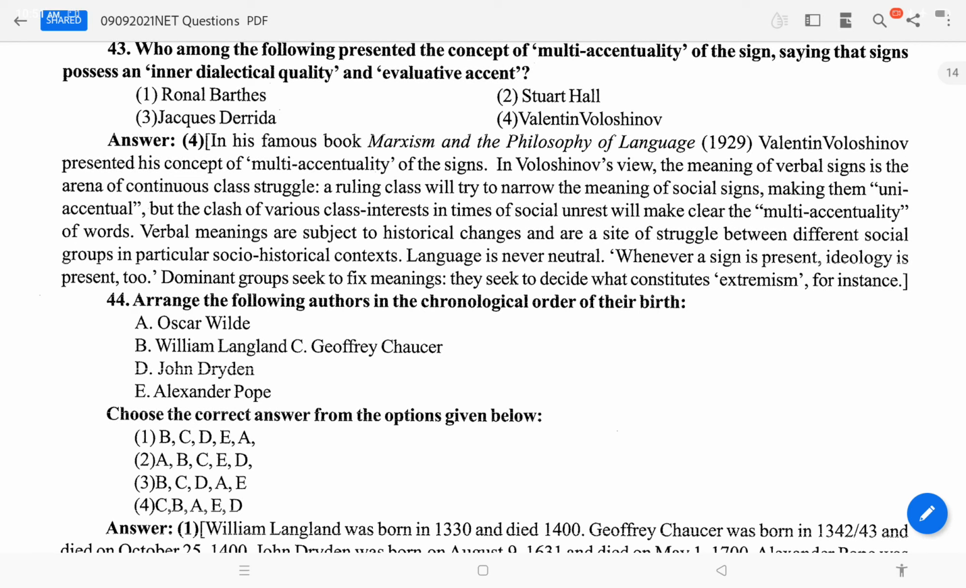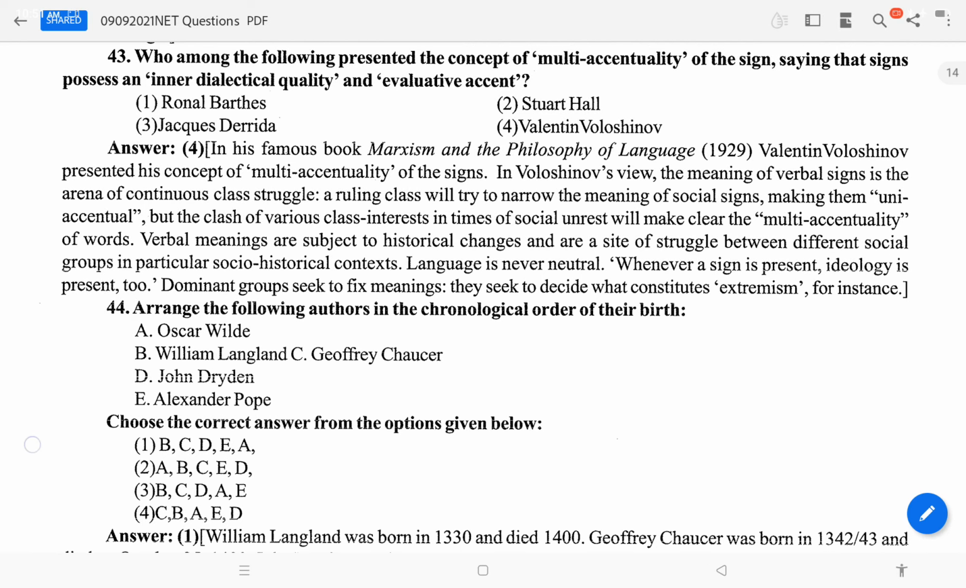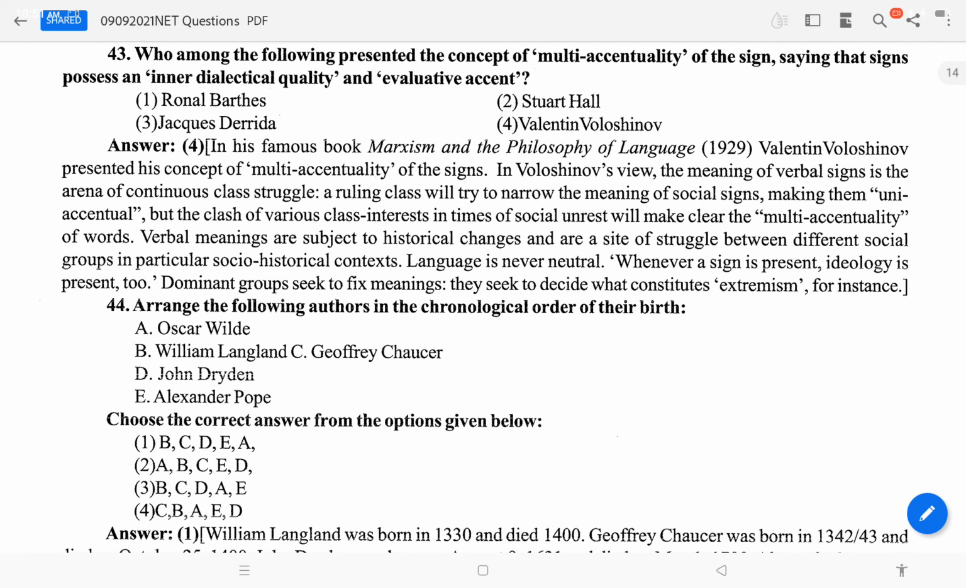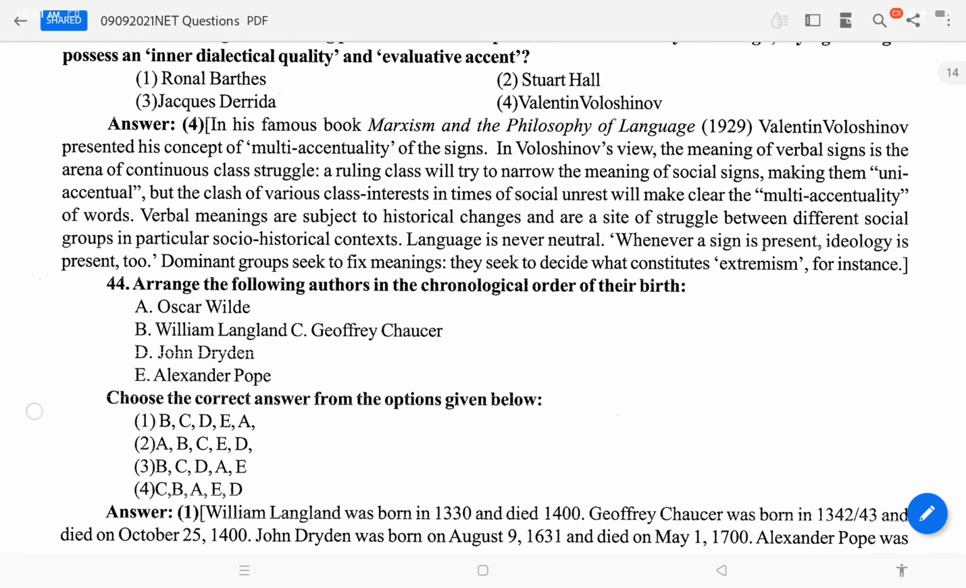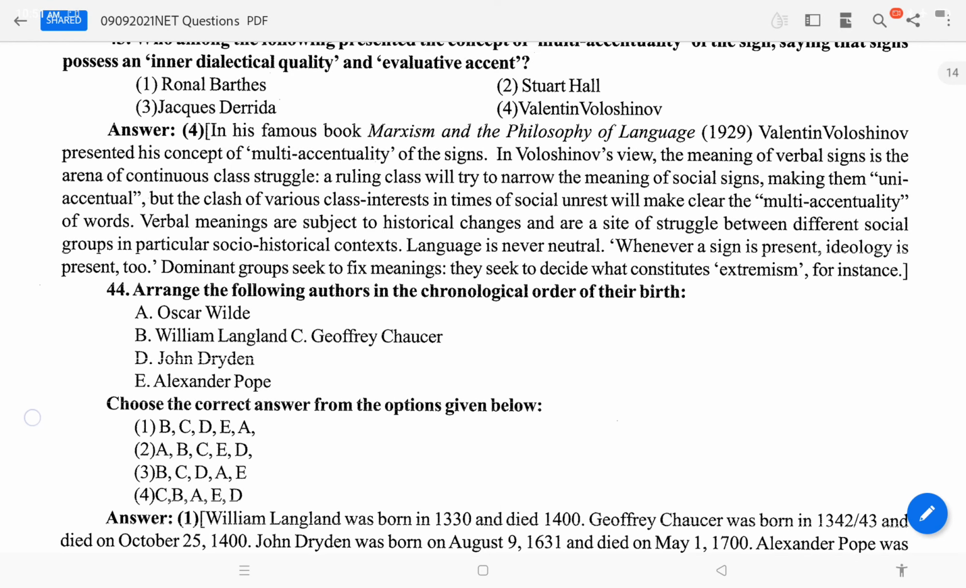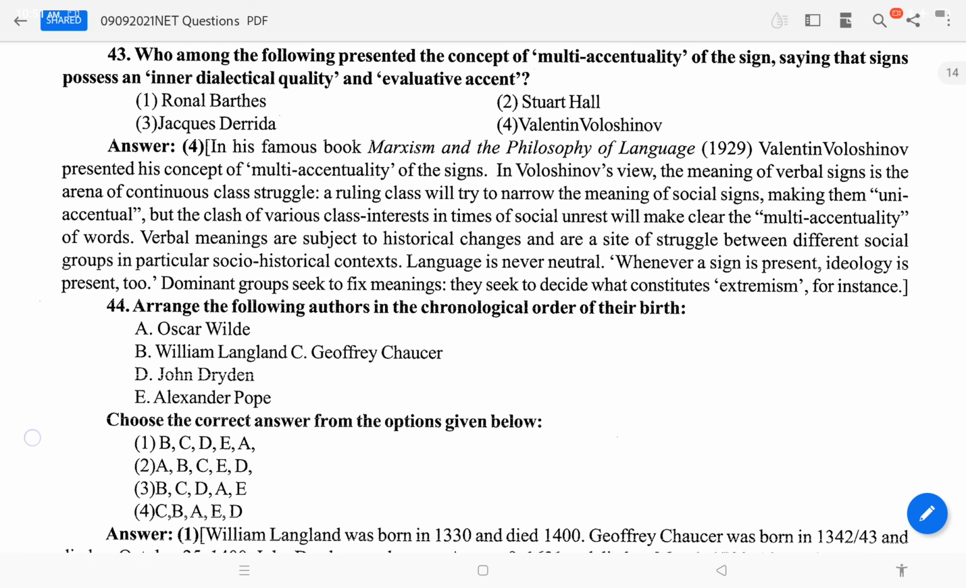So the ruling class always tries to narrow down social signs, and they try to dominate the lower culture, lower class. But the various class interests in times of social unrest will make clear the multi-accentuality of words. Verbal meanings are subject to historical changes and are a site of struggle between different social groups in particular social historical contexts. Therefore the word becomes multi-accentual. Language is never neutral.